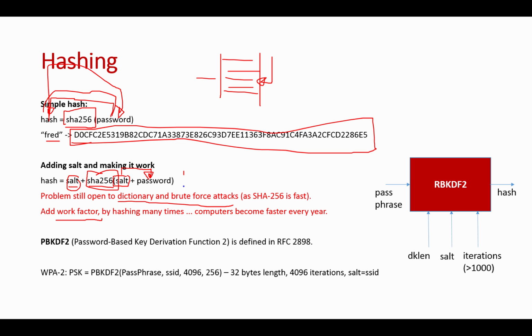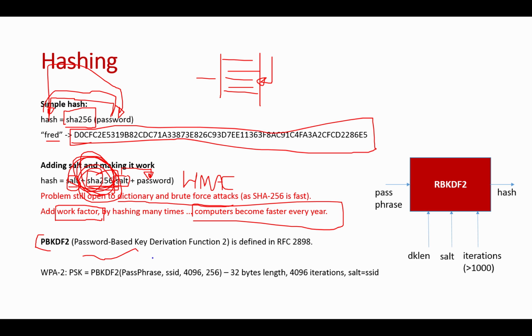Often what we do though, so our typical method here is HMAC. That adds our salt. We often add a work factor to be able to iterate around many times to make it more secure. But again, computers get faster every year. And as we said, the hashing method is fairly well optimized, so it's fairly fast to go around the iterations. A much better method than these is PBKDF2, password-based key derivation function. It's defined by RFC 2898.